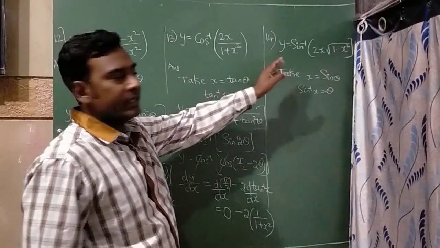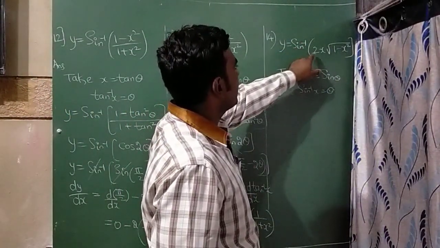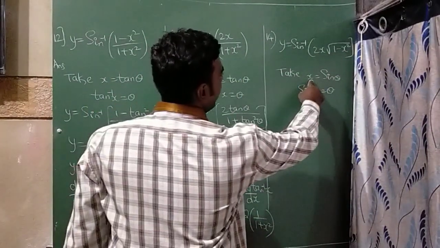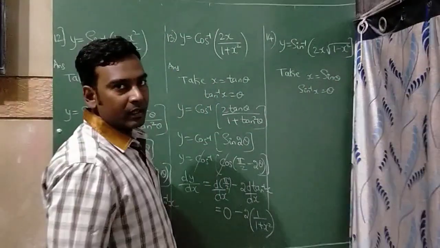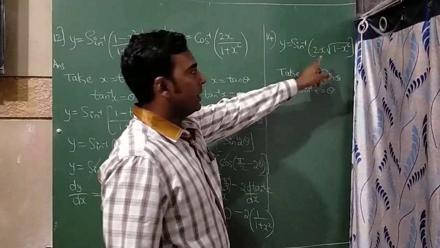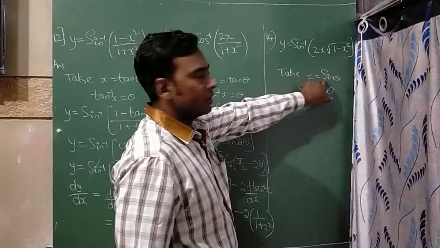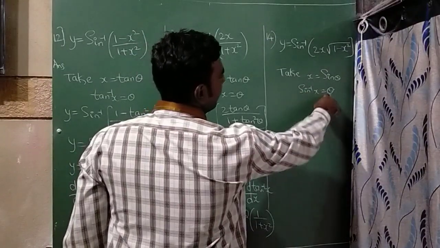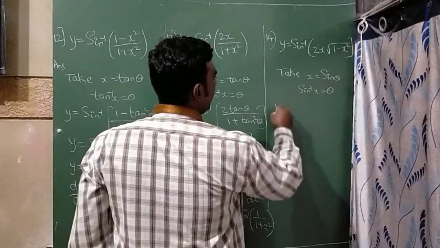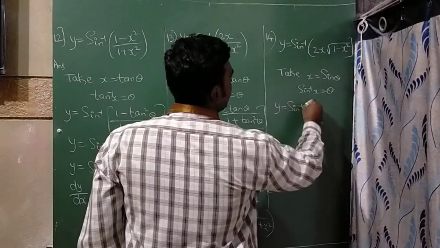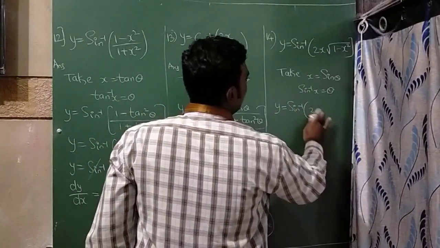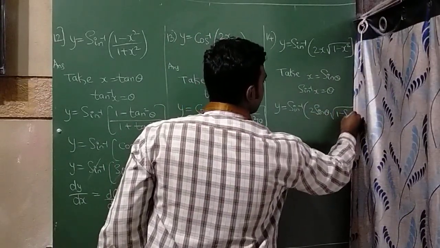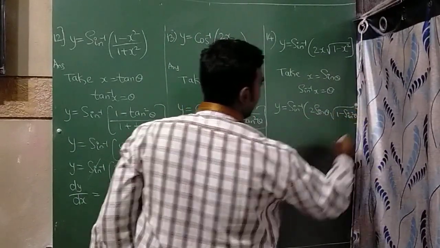Now 14th question is y is equal to sine inverse of 2x times square root of 1 minus x square. Here I am going to take x is equal to sine theta. Okay, because the familiar formula is this, this trigonometric function is suitable. So when it comes this side, it will become sine inverse of x is equal to theta. So y is equal to sine inverse of 2 sine theta square root of 1 minus sine square theta.